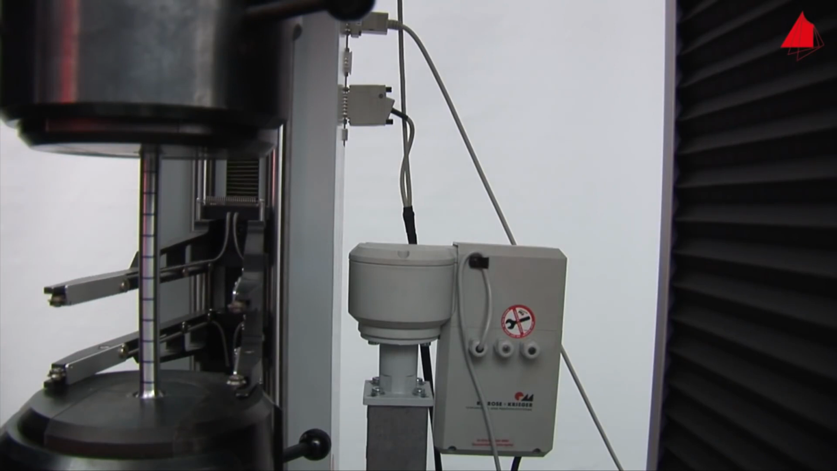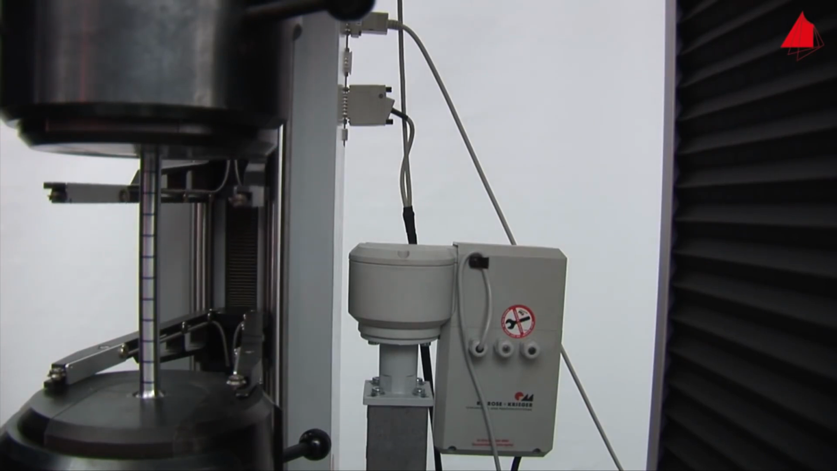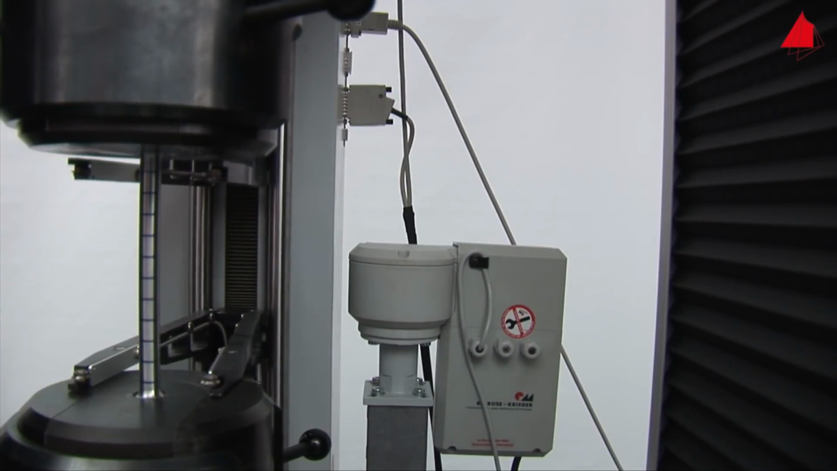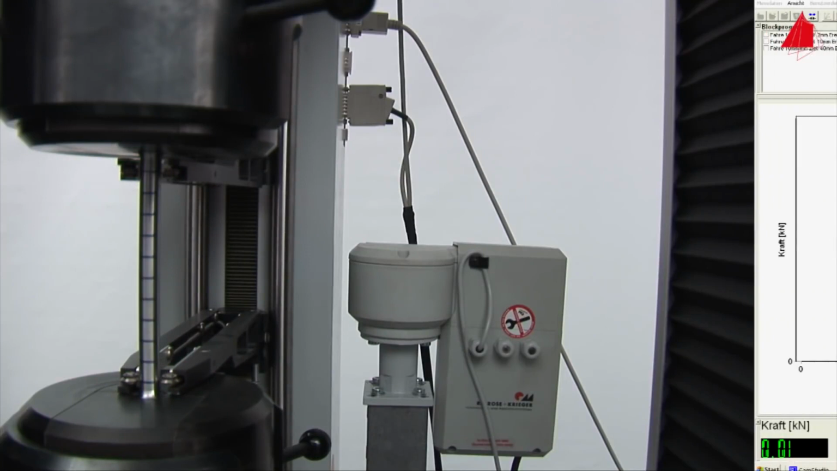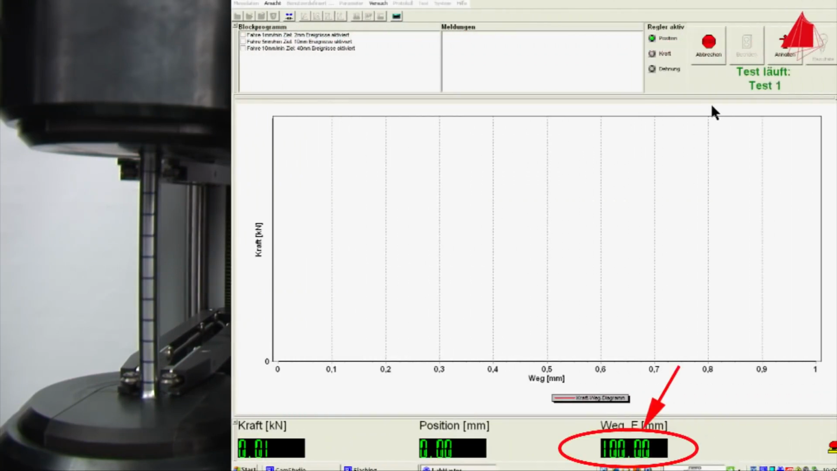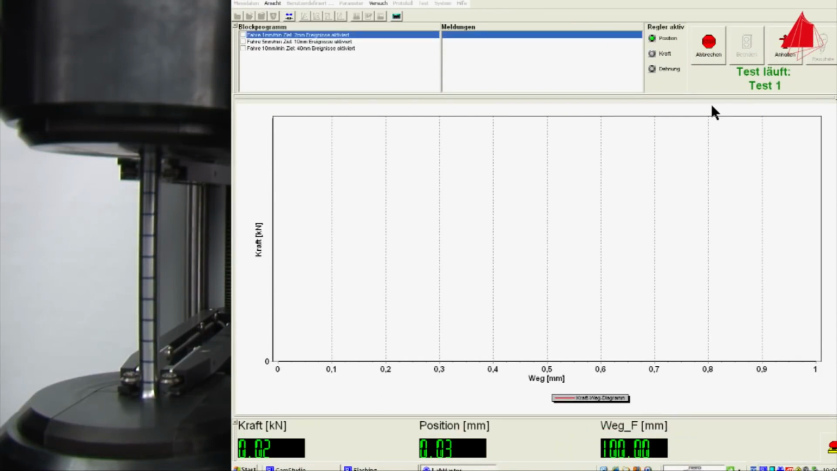Ready. The test starts and the extensometer's sensor arms are carefully pressed onto the test piece. This way, the gauge length can be measured throughout the whole tensile test. The gauge length is displayed at the bottom right-hand corner of the screen. At the beginning, it amounts to 100 mm.